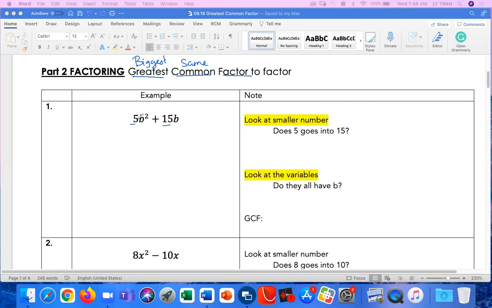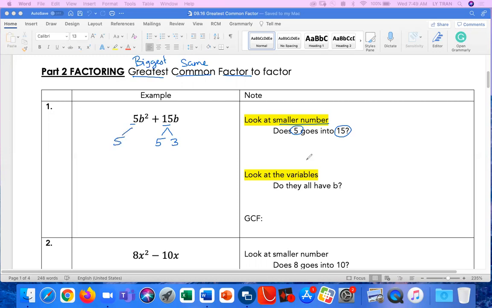So first things first, we have 5b squared plus 15b. The very first thing is you ask yourself, hey, look at the smaller number. Does 5 go into 15? Yes, it does. So they do have something in common. Let's talk about it. 5 goes into 15 three times, and we have 5 and 3, and this is just 5.